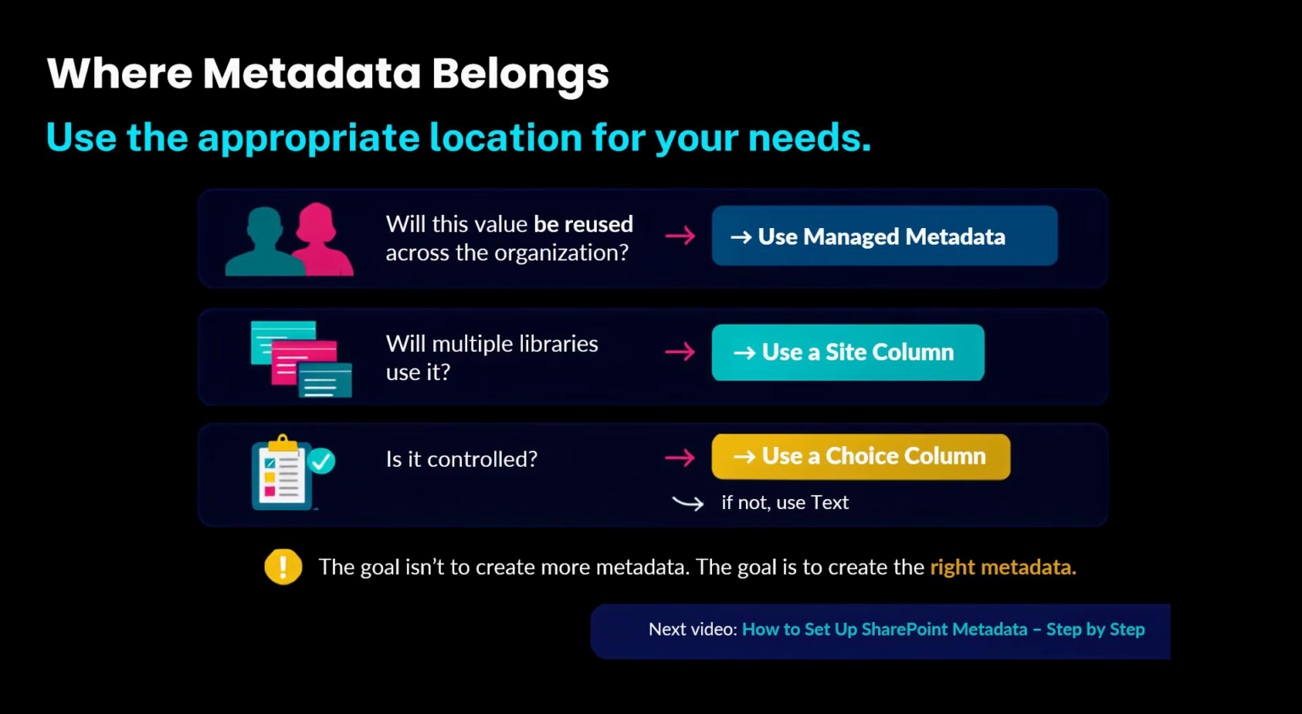In the next video, I'm going to take you into SharePoint and build a complete document library from scratch. We'll create our department, document type, and document status classifications, work with the term store, create different column types, and I'll explain exactly why I'm choosing each one as we build it. So if you want to see how all of this works in a real SharePoint environment, watch that next video.